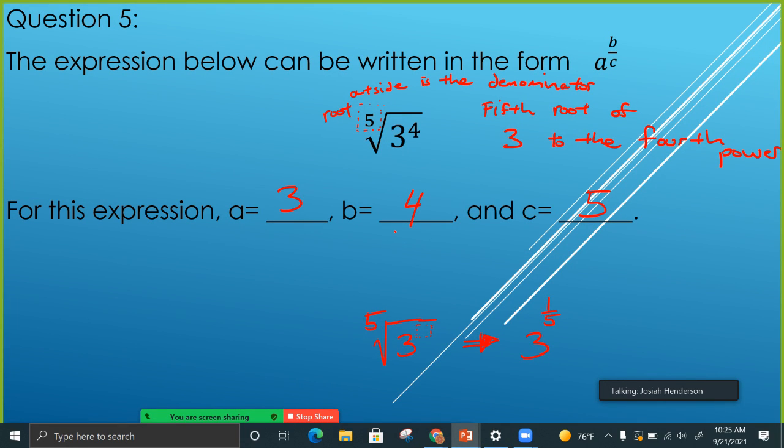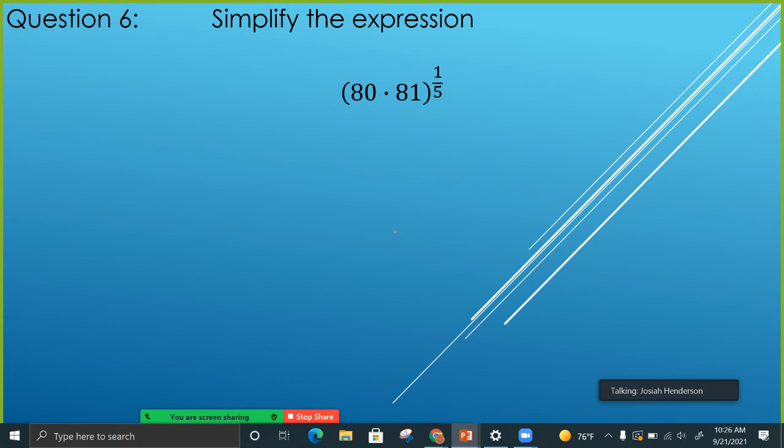Awesome. Any other questions, concerns on this kind of problem? Okay. Number 6. This is like work from last week. Simplify the expression 80 times 81 all to the 1/5 power.